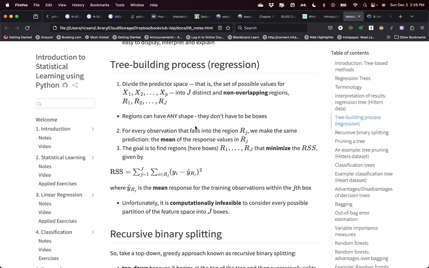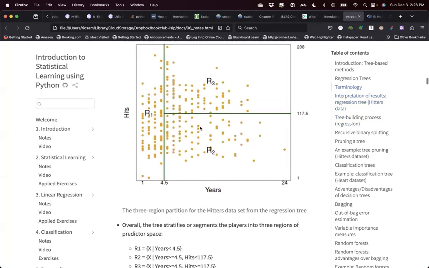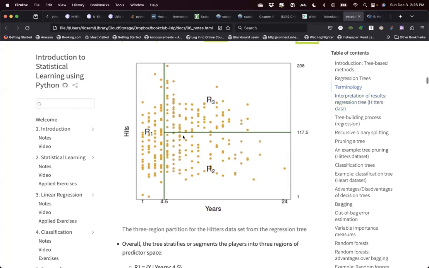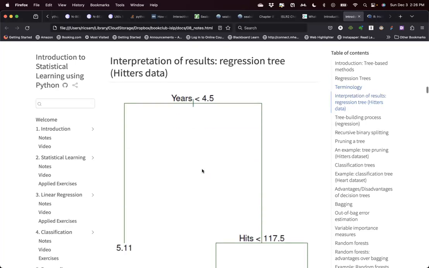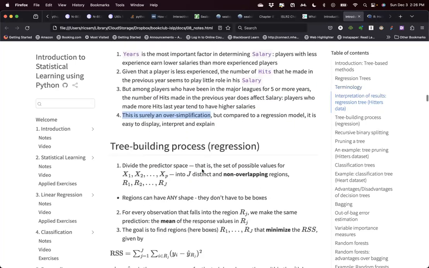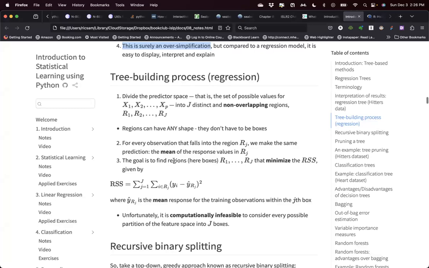The main thing here is that those are regions. Right now we can see it clearly because we only have two variables. If we add more variables, we're not going to see this. If we add one more variable, which is a three-dimensional model, we can see them in three dimensions. But if we add another one, a four-dimensional model, we cannot visualize what is happening. But at least you get the idea of how the tree is built.